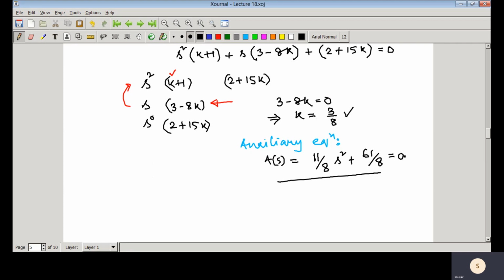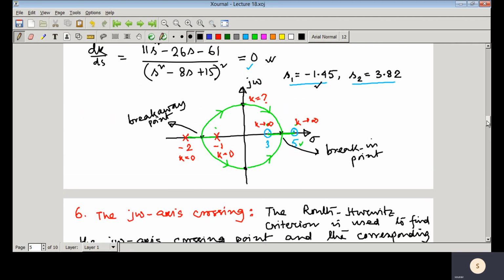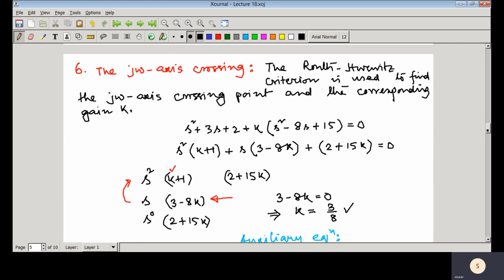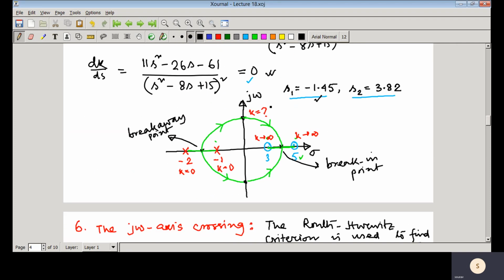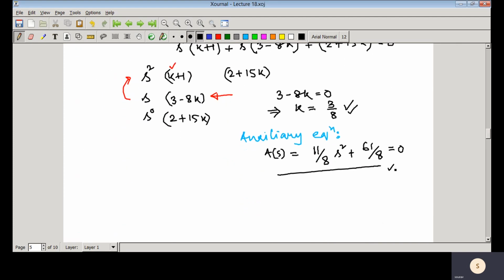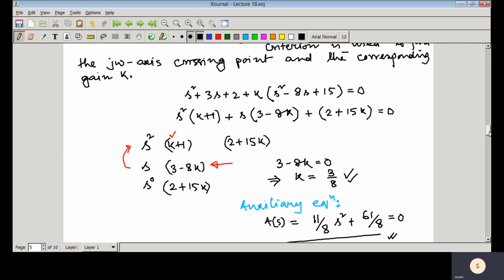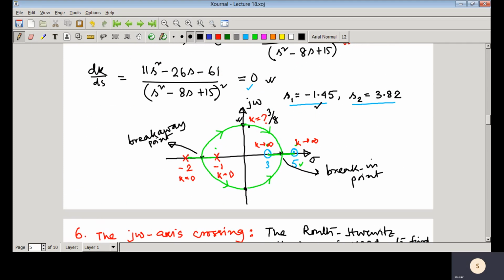roots. That means whenever it crosses that imaginary axis, we get this value k. So this k is 3 by 8. And we can find this particular root just by solving this auxiliary equation. So here, this is that rule 6. Whenever the root locus crosses the imaginary axis, just by applying Routh-Hurwitz criteria, we can find at what value of k it will cross that imaginary axis.